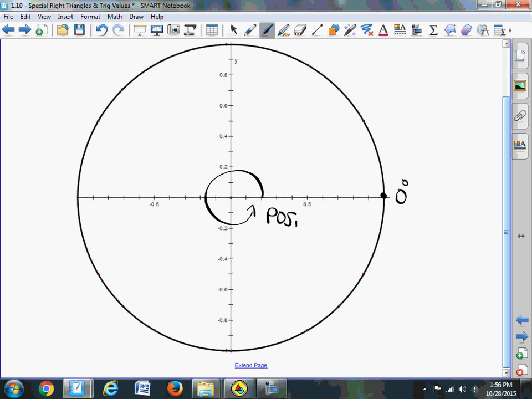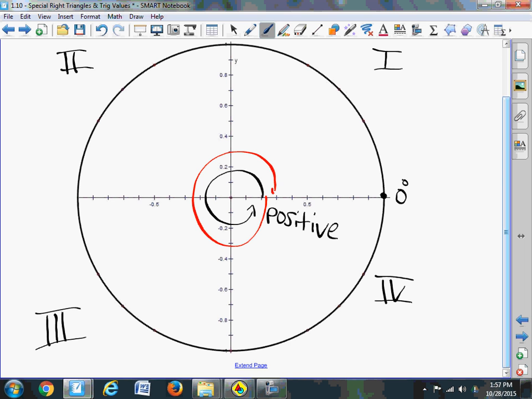Now the reason they decided to make that the positive direction is that's the order we go through the quadrants. We wanted to start with quadrant 1, then go to quadrant 2, then go to quadrant 3, and end in quadrant 4. So if you go the negative direction, it would be the reverse of that. And so negative would be going clockwise. All right, so negative is clockwise, and positive is counterclockwise.